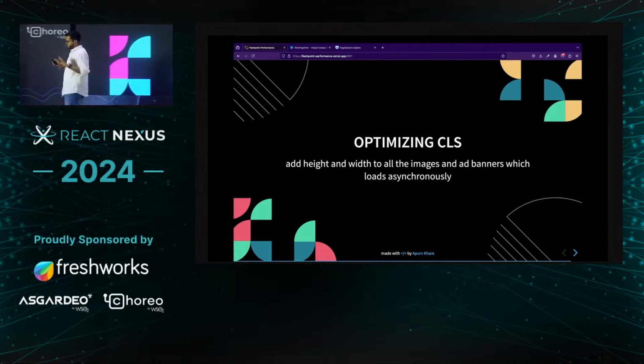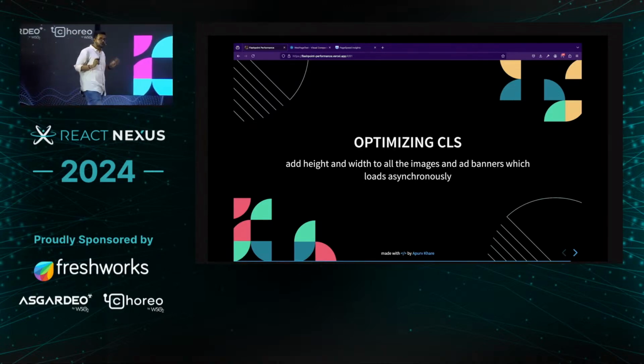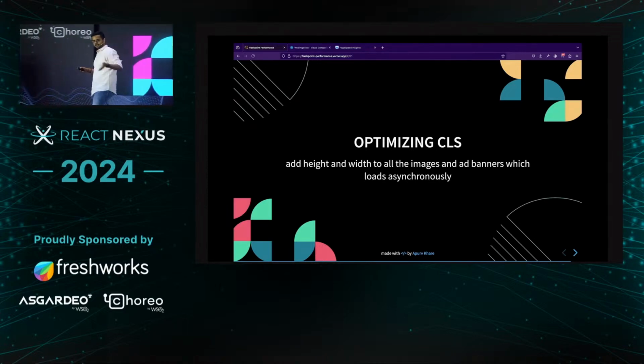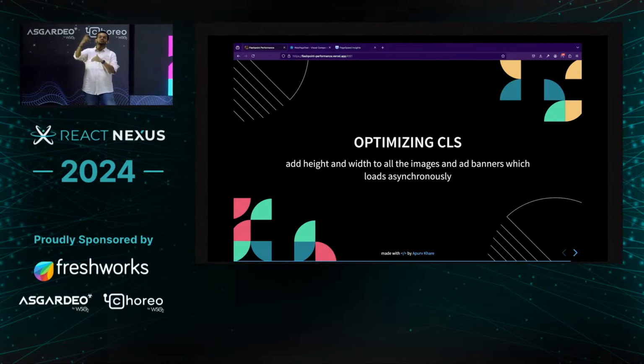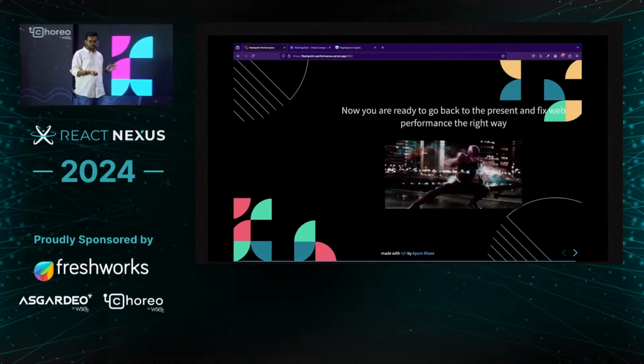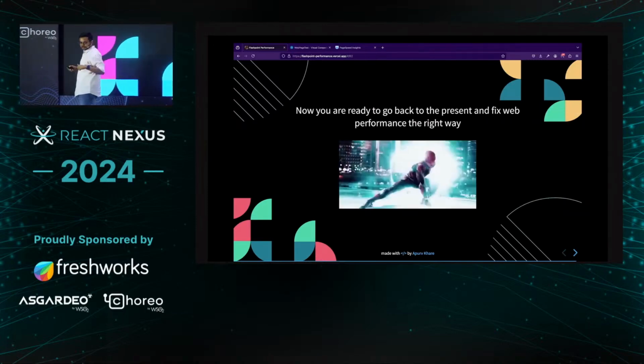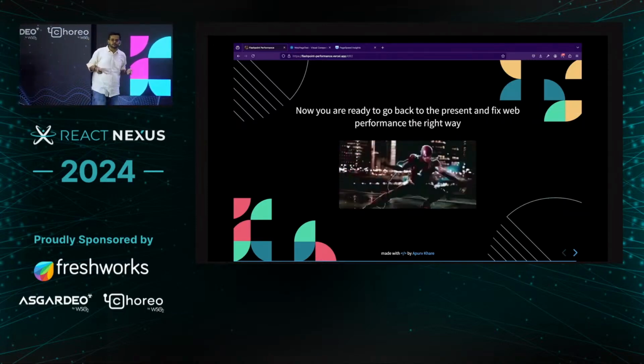The last one is optimizing CLS. Here, it's very basic. Add height and width to all of your content, be it images, ad banners, whatever it is, so that even if it loads later, it doesn't cause a layout shift. So now, after this talk, you're ready to go back to your project and fix web performance the right way.